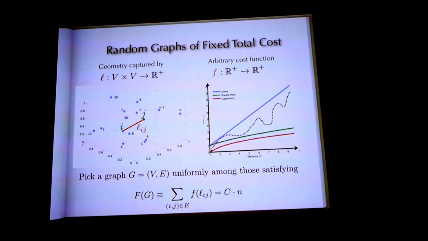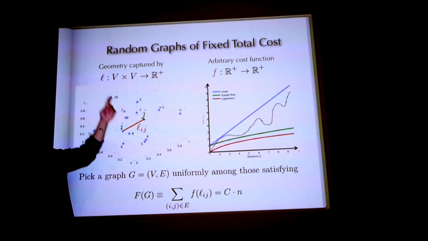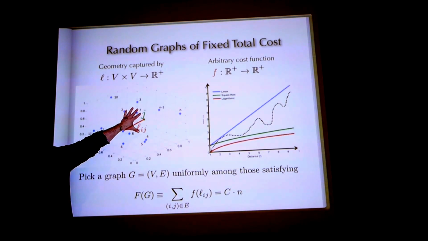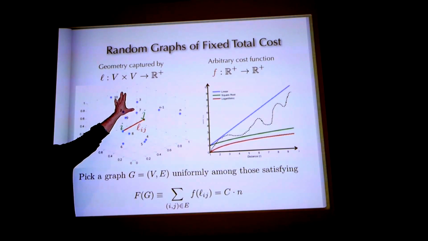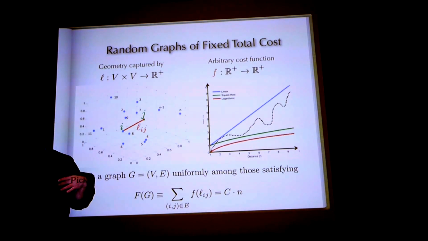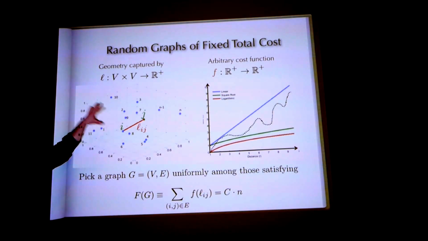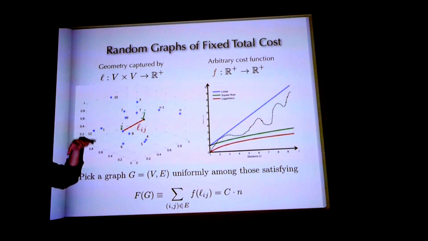So what do I mean by this? I have a collection of vertices, and I have a length function. So for every pair of vertices, there is a notion of distance between them. And that's the input that the user gives me. I don't propose any specific method for creating the geometry. That's input to the model. You tell me what is the distance between any pair of points that you like.